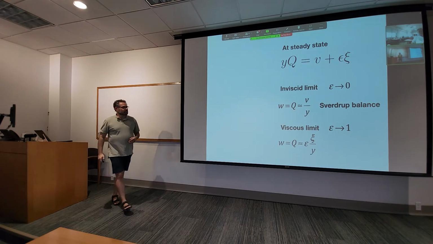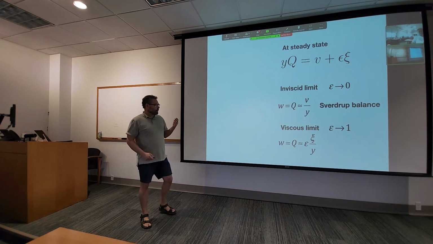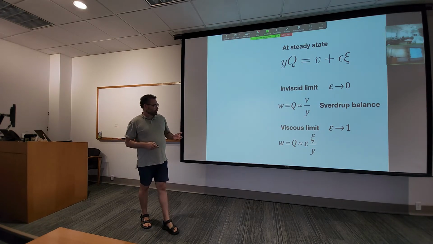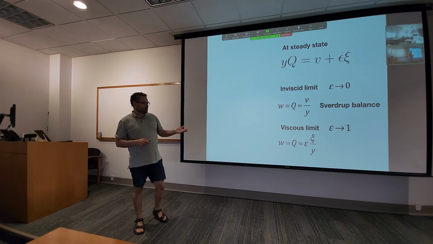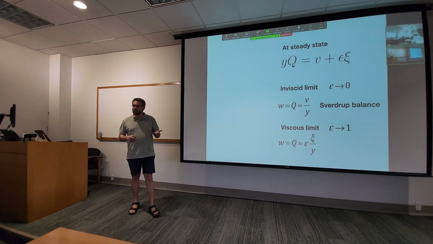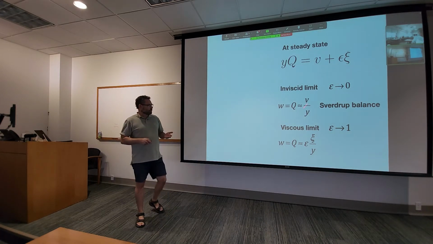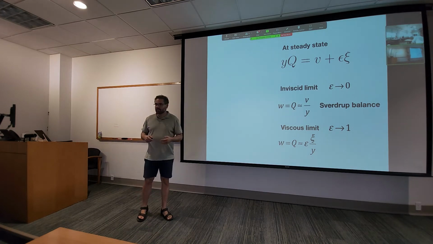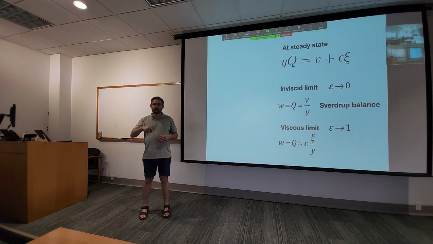And in the viscous limit, vertical motion would be associated with epsilon times vorticity divided by y. Vorticity divided by y is also known as the local Rossby number, but regardless of that, here rising motion would be associated with positive vorticity in the northern hemisphere and negative vorticity in the southern hemisphere, or essentially cyclonic motion.